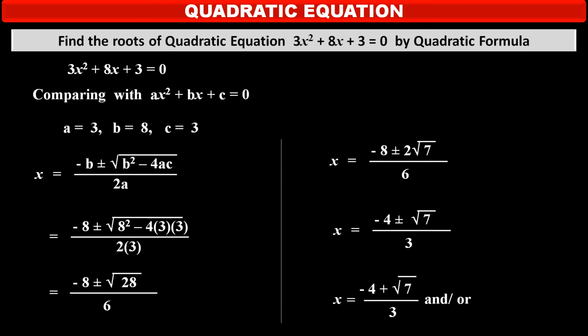Therefore, either x = (−4 + √7) / 3 or x = (−4 − √7) / 3. These are the two roots of this quadratic equation by using the quadratic formula.